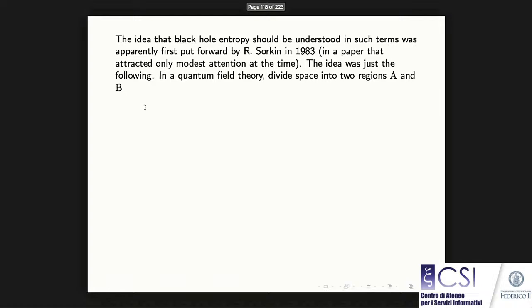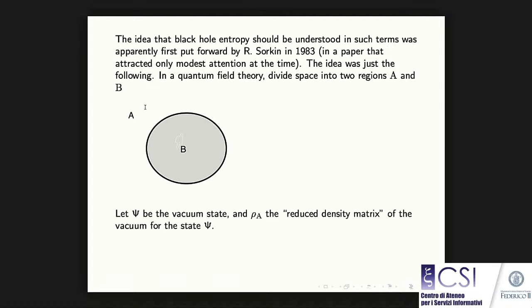The idea was the following. In a quantum field theory, divide space into two regions, A and B. In our application, B will be the region behind the horizon, A is the region outside. But in the general discussion, there could be any A and B. Let psi be the vacuum state, and let rho A be the reduced density matrix of the vacuum state psi.